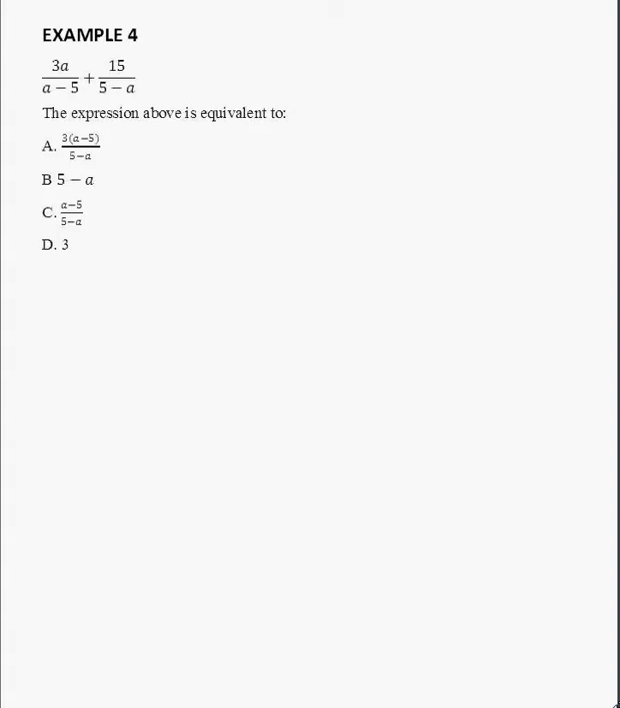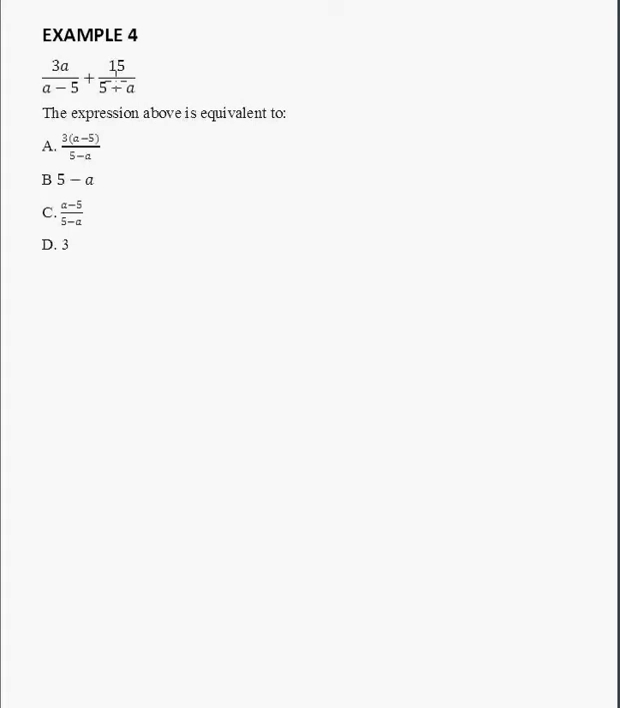Okay, let's take a look at example 4. There are a few things I want to also point out to you here. If you look at this example, I have 3a divided by a minus 5, plus 15 divided by 5 minus a. There's a little trick in this problem that I want you to see. You notice this is a minus 5 and this is 5 minus a. You know for sure that if I multiply 5 minus a by -1, it becomes a minus 5, right?